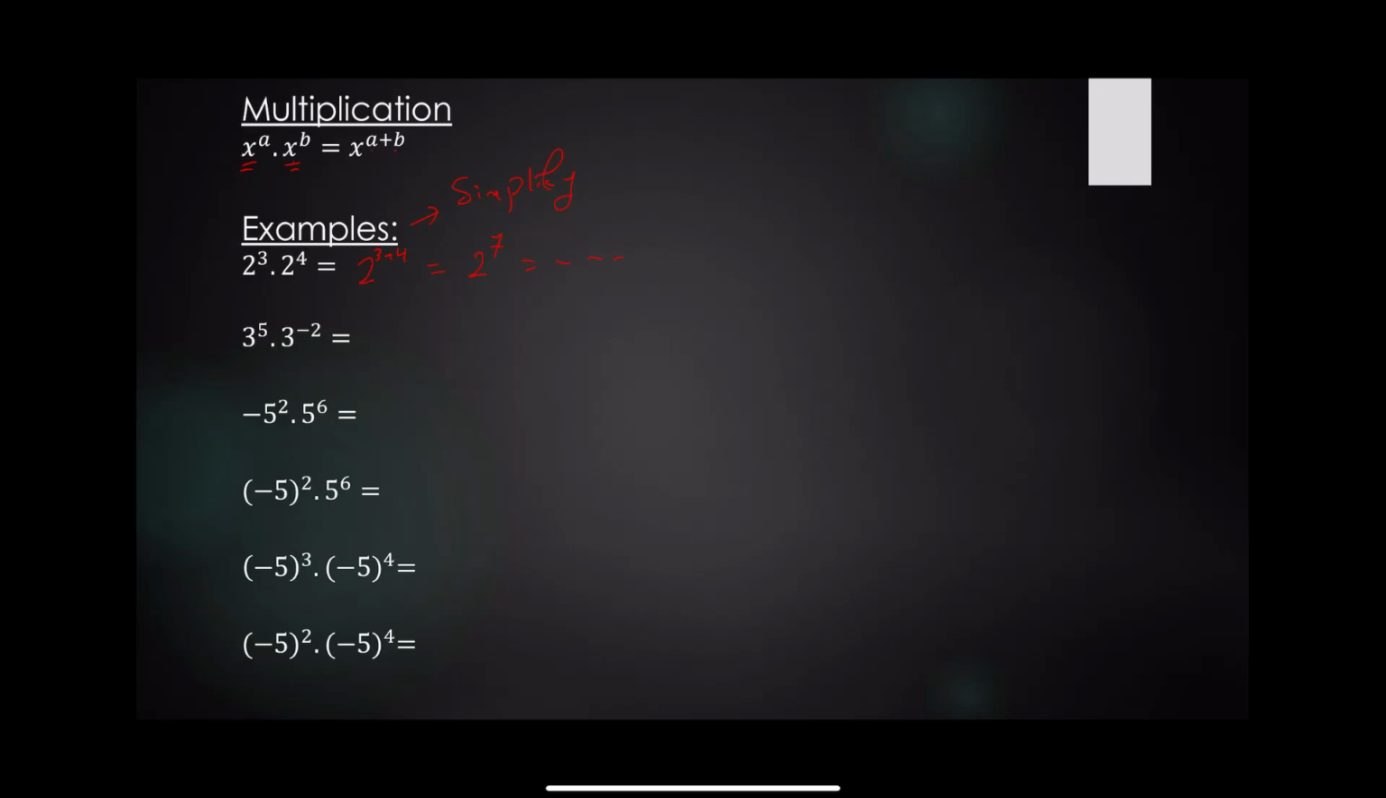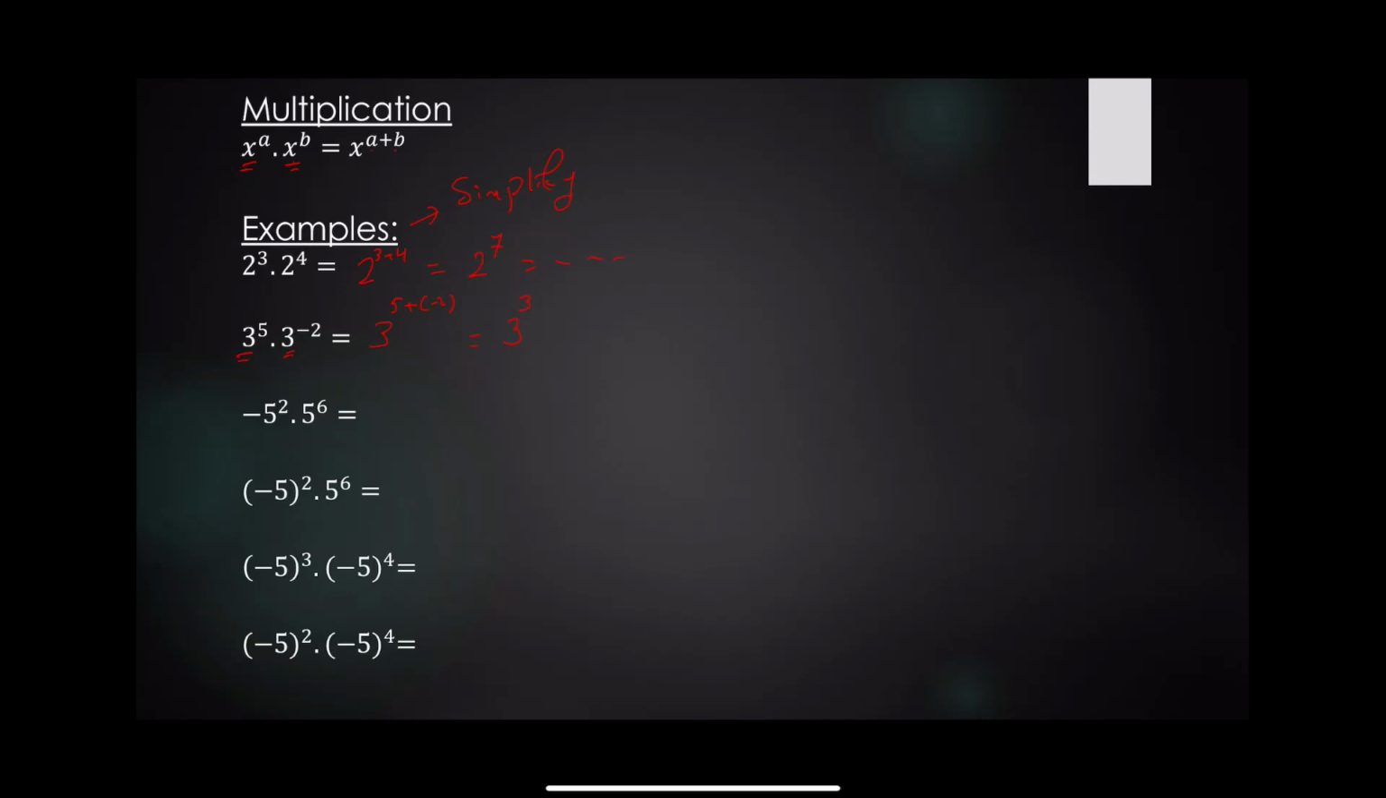What about 3 to the power 5 times 3 to the power negative 2? The answer again, the bases are the same, 3, and then you have to add the powers and say 5 plus negative 2, which is 3. 5 plus negative 2 is equal to 3. So the answer is 3 to the power 3. If you want to continue, you can say that's 3 times itself 3 times.